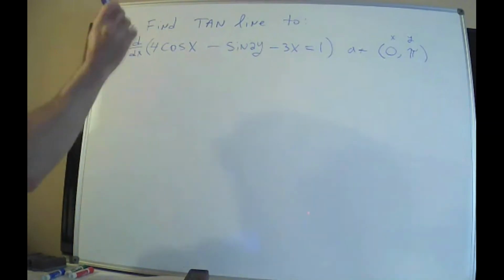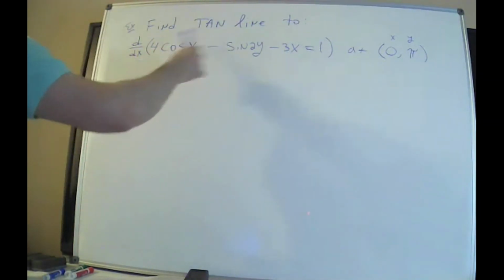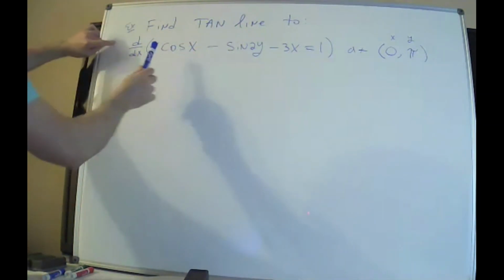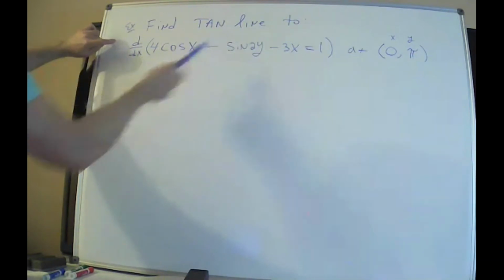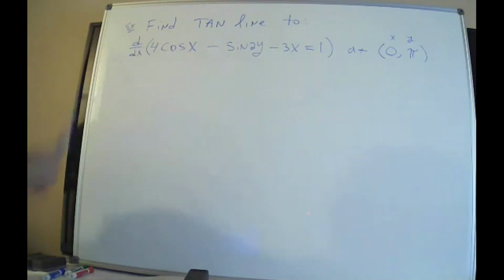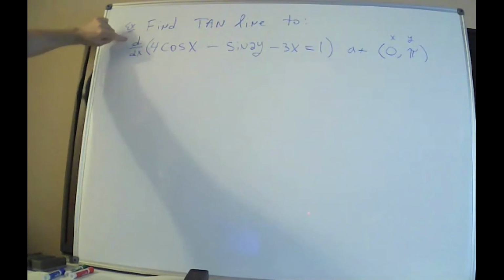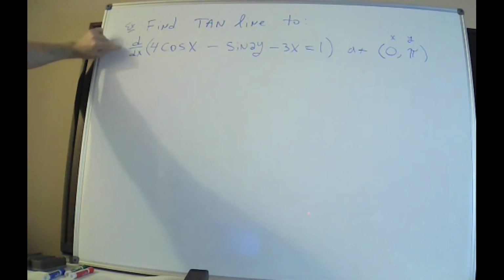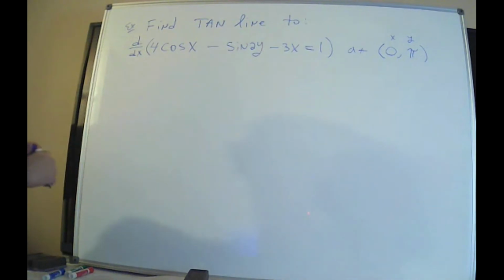All right, so once again, find the tangent line to this thing. 4 cos x minus sine 2y minus 3x equals 1. I'm going to take d dx of both sides. Remember, please, you do not write dy dx here. This is an error. If you write dy dx, you're going to lose a point because it is not correct.